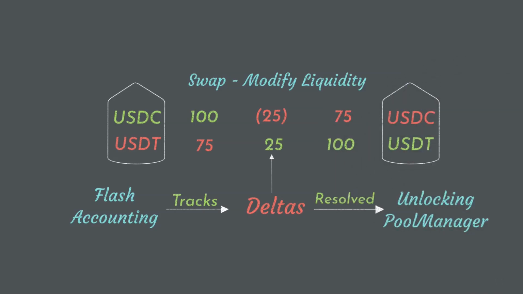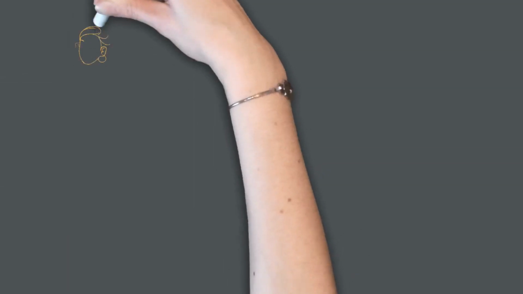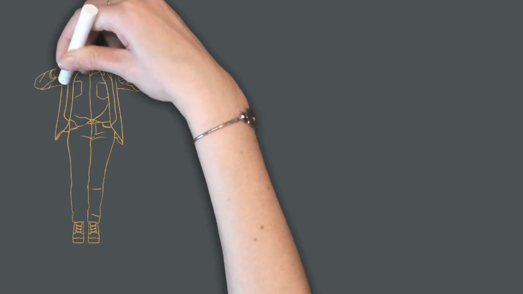meaning neither does the pool manager owe tokens to the address unlocking it, nor does the address unlocking it owe tokens to the pool manager.